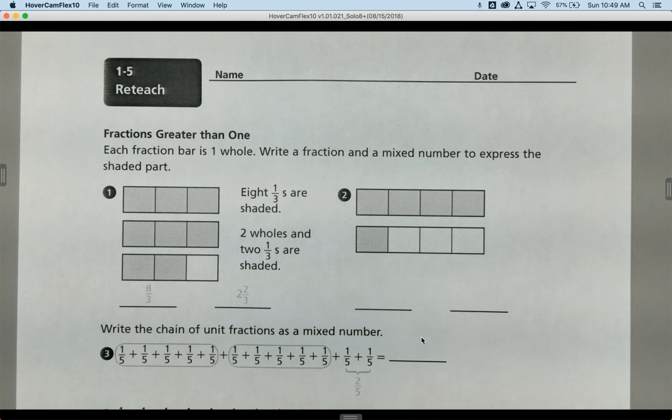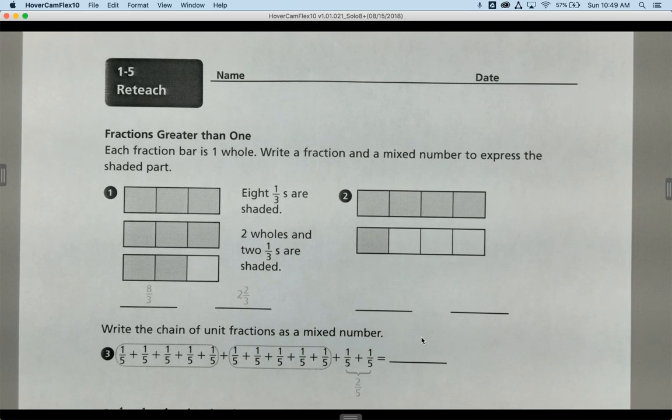In this lesson, we're going to go through the steps of converting mixed numbers into improper fractions, and then we'll do the reverse. We'll start with an improper fraction and convert it into a mixed number.